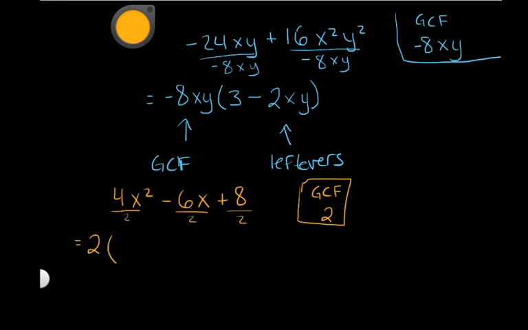And in brackets, I'm going to put the leftovers, right? So 4x squared divided by 2. 4 divided by 2 is 2, and I have this x squared left. Negative 6x divided by 2. So negative 6 divided by 2 is going to be negative 3, and I keep my x. Positive 8 divided by 2 is 4. So that's plus 4. Once again, this was my greatest common factor, and all the stuff in the brackets are the leftovers.